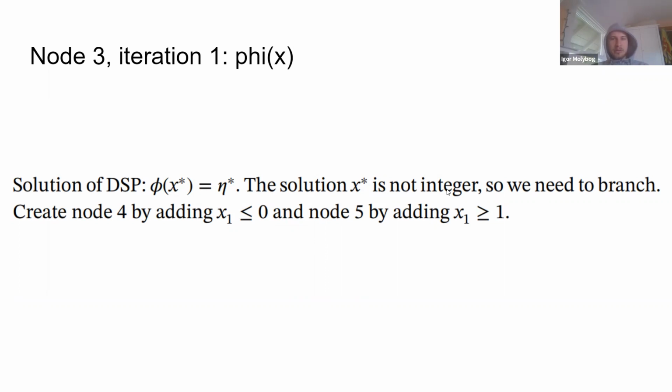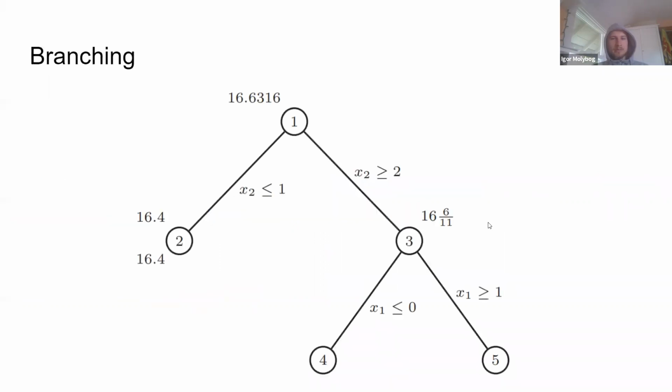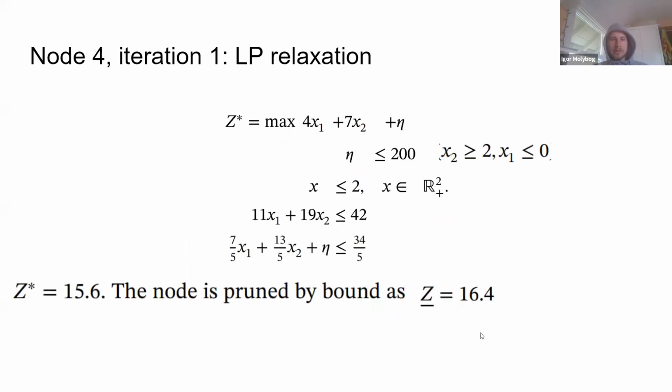The solution is not integer, therefore we would need to branch at this point, and since our x1 is fractional, we will branch on x1, x1 being less than or equal to 0, or x1 being equal to 1. This is the branching tree that we have at this point. So now the nodes 1, 2, and 3 have been processed. Now we have nodes 4 and 5 to process at this point.